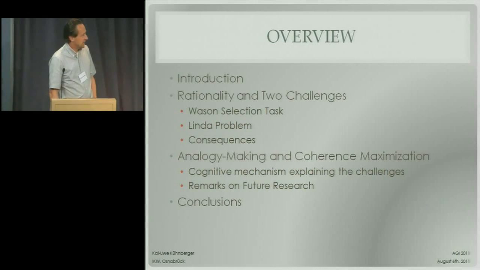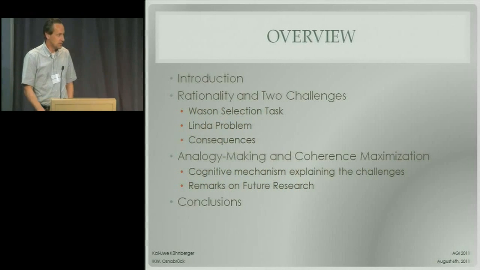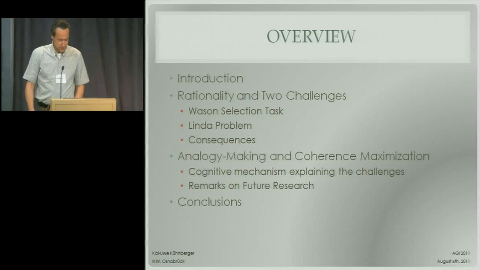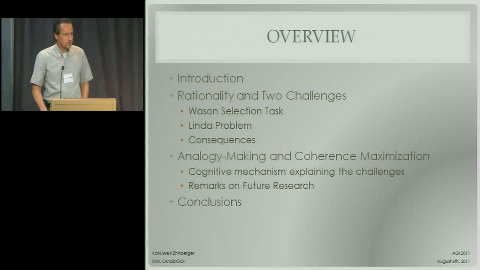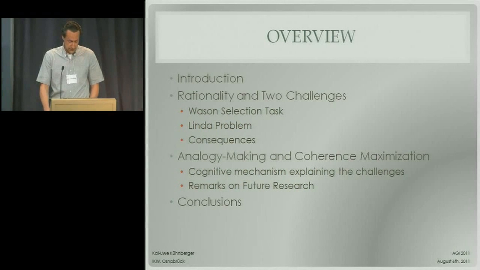After that, I will say something about rationality and two relatively famous challenges proposed in the psychological literature, some experiments. The first is the so-called Wason selection task. The second one is the famous Linda problem from Tversky and Kahneman, and then we will draw some consequences. After that, I will propose that analogy making and coherence maximization could be good candidates for cognitive mechanisms to explain the seemingly irrational behavior of subjects in these experiments, and then I will give some remarks on future research and finish with some conclusions.